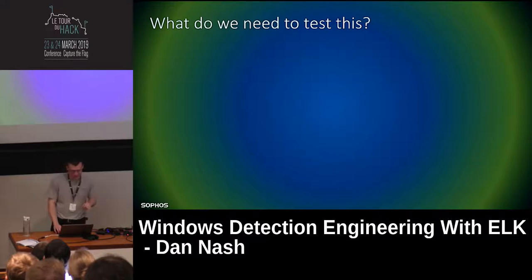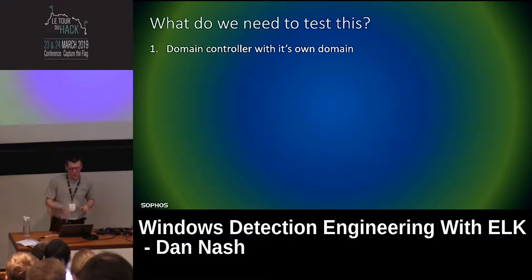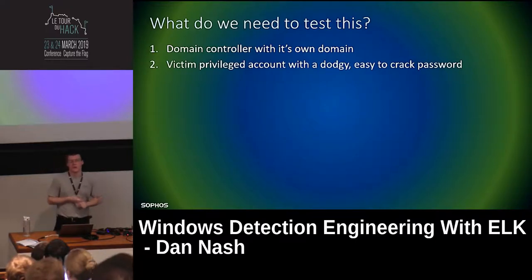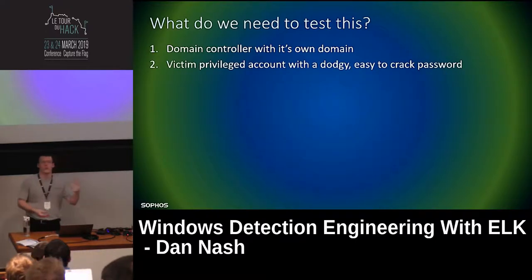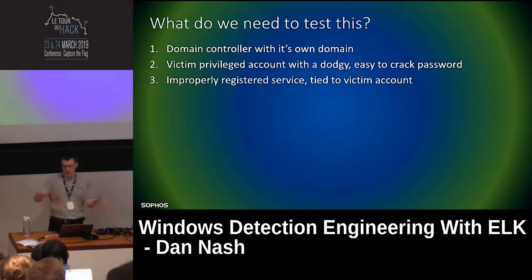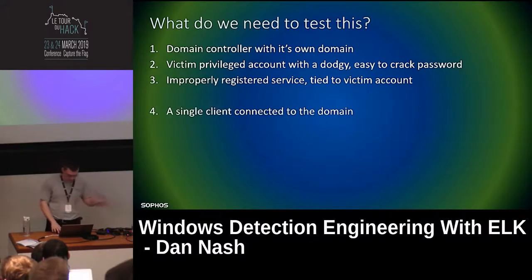But essentially, what we need to test this involves a domain controller with its own domain, a victim privileged account with a dodgy, easy to crack password. And the reason it has to be privileged is just so we can demonstrate that this can be used for credential access for privilege escalation. An improperly registered service tied to the victim account with the weak password that we shouldn't do, but that's fine.